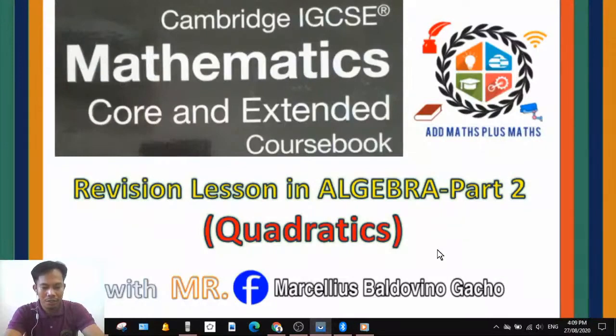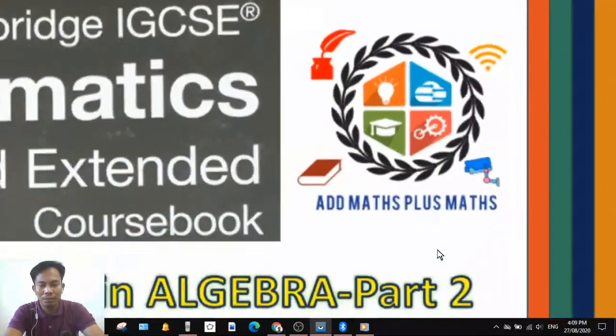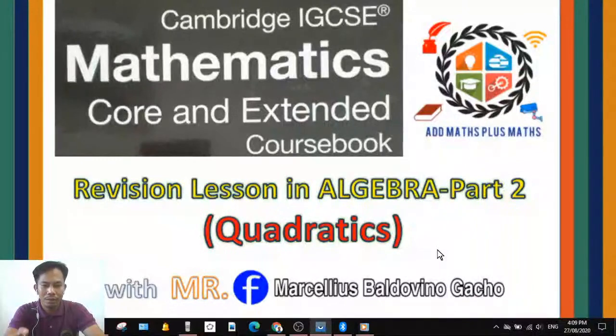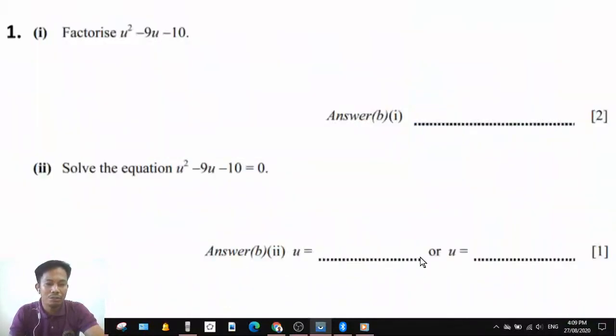Okay, so revision lesson in algebra part 2. Yesterday I had a revision lesson in algebra part 1, wherein I gave mixed questions. Today I'll be focusing more on one topic in algebra, which is quadratics. Okay, so what is the first question? The first question is factorize u squared minus 9u minus 10.